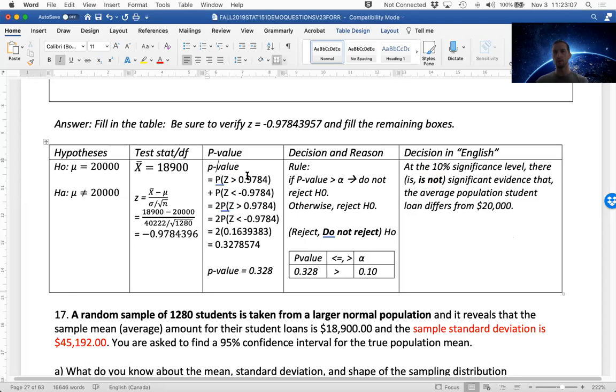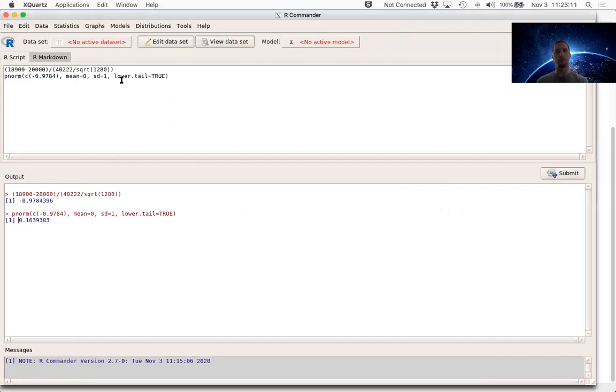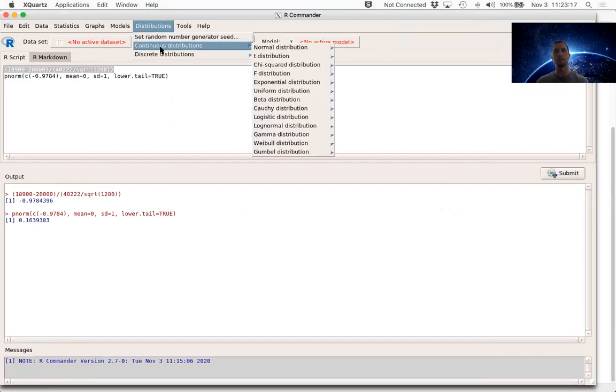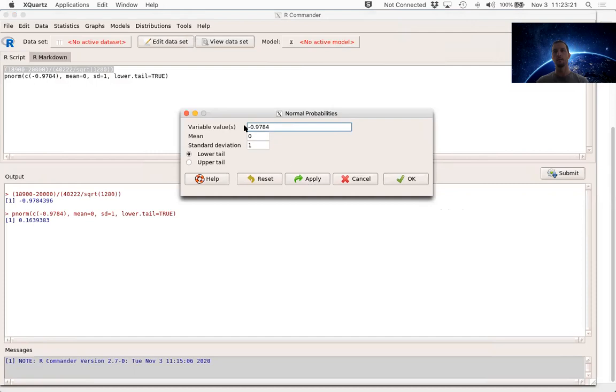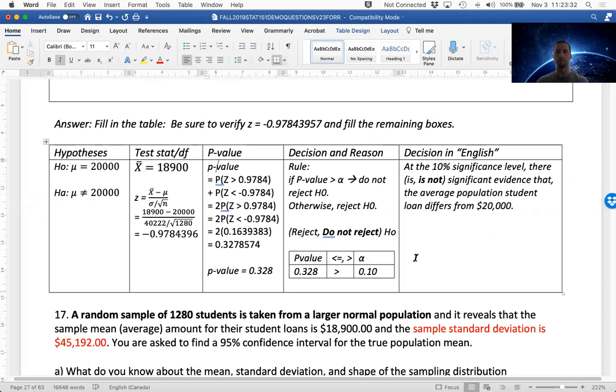In this situation, Rcmdr was used to find Z and the p-value. So I used Z here manually, and then I used distributions, continuous, normal probabilities to find the p-value of the test. But I'll show you how to do the full test as well.